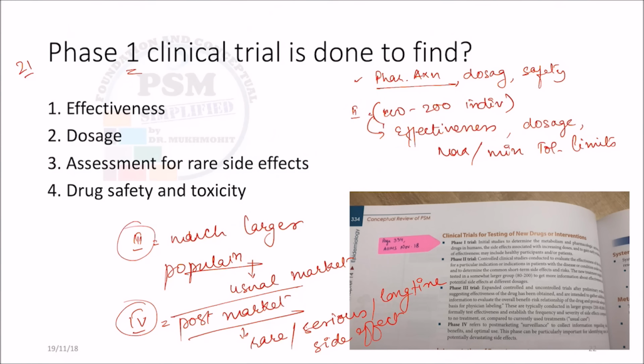Phase 3 are on much larger populations, usually at the marketing level, and it is conducted in bigger amounts. Dosages, it's done in phase 2 and phase 1. I would like to go with drug safety and toxicity. Out of these, effectiveness would go into phase 2. Dosage would also be phase 2. Rare side effects, we will go with phase 4. So phase 1 would be primarily drug safety and toxicity side effects.